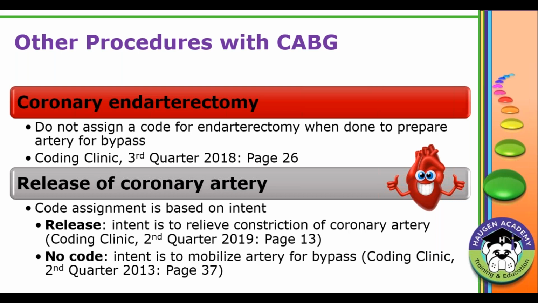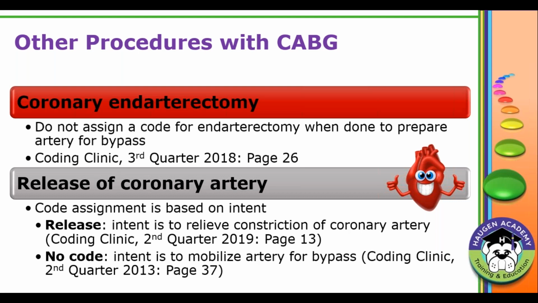There are also a couple of Coding Clinics about releasing the coronary artery, and code assignment is going to be based on the intent. So there are two different articles that when you look at them at first glance, they seem to contradict each other. One of them says to code to release, the other one says no code. Just summarizing those articles, if the intent is to relieve a constriction on the coronary artery, it's coded as release. But if the intent is to mobilize that artery for bypass, and physicians use weird terminology as they're talking about this, they'll talk about dissecting out. That doesn't mean they removed anything. It means they're loosening everything up so that they can go in and do the bypass.